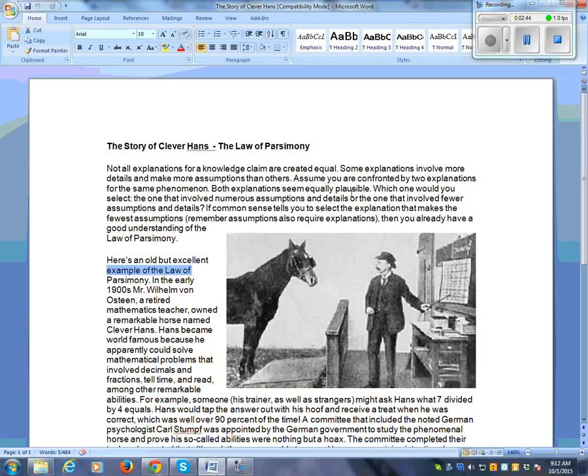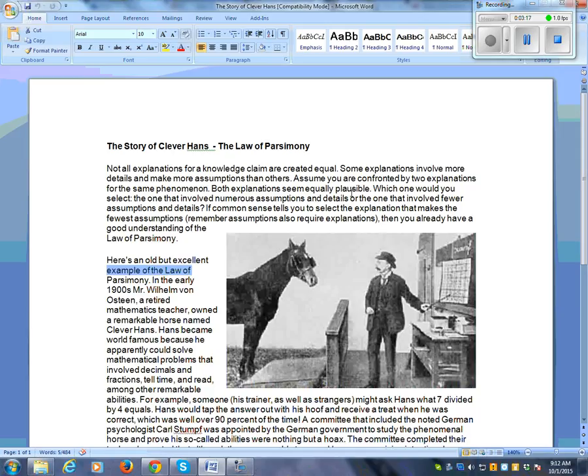A committee that included the noted German psychologist Karl Stumpf was appointed by the German government to study the phenomenal horse and prove his so-called abilities were nothing but a hoax. The committee completed their task and reported that although they were unable to prove that Hans was receiving intentional cues, they remained unconvinced that he was able to solve such mathematical problems and complete the remarkable feats by using his cognitive process. So in other words, they couldn't figure out how he was doing it, but they were pretty sure the horse wasn't that smart. What do you think? Was this a smart horse? Or do you think there's something going on here?